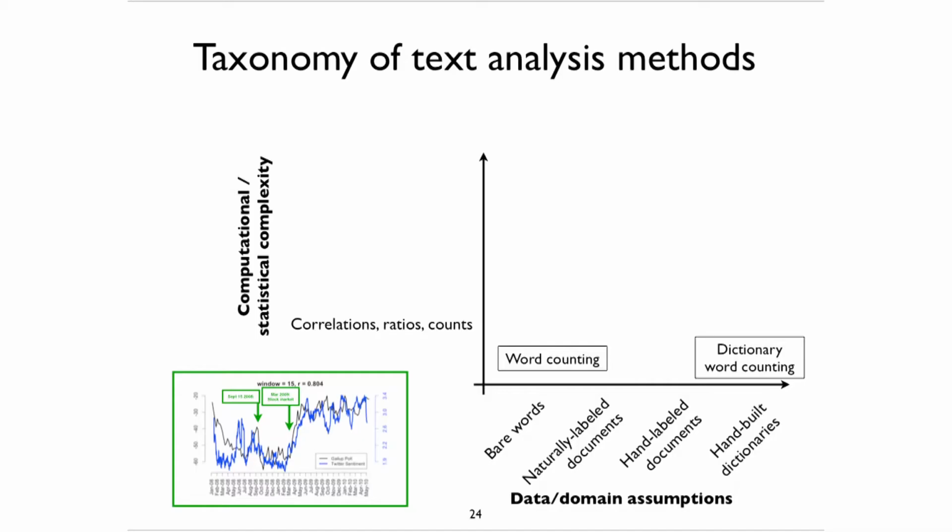So in the taxonomy of text analysis methods, this study was in the area of the simplest possible computational techniques. We did counts, we did correlations, we did ratios. We did this based on word counting, and we had some hand-built dictionaries, or we just made them up, or we downloaded them from some other source that other people made.